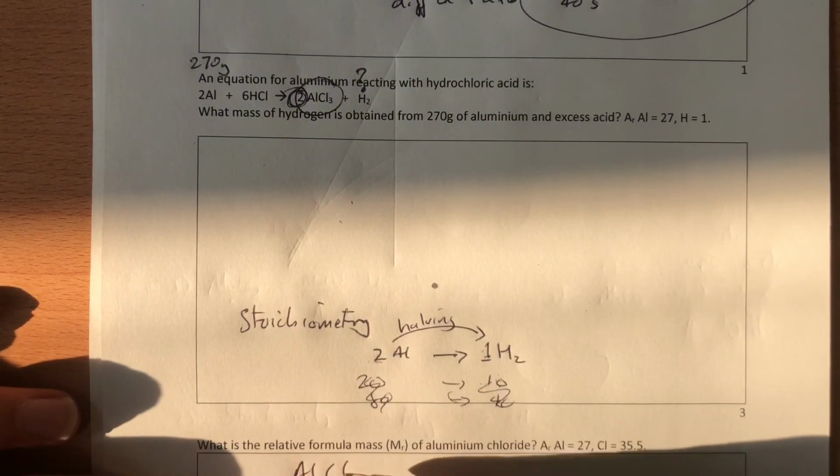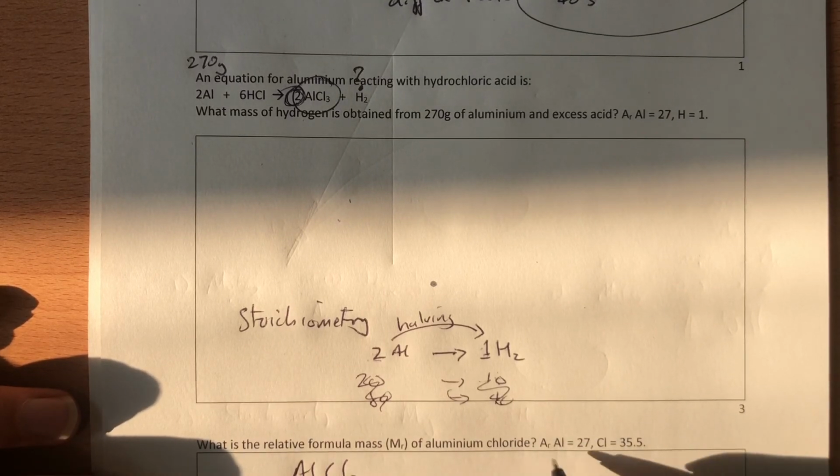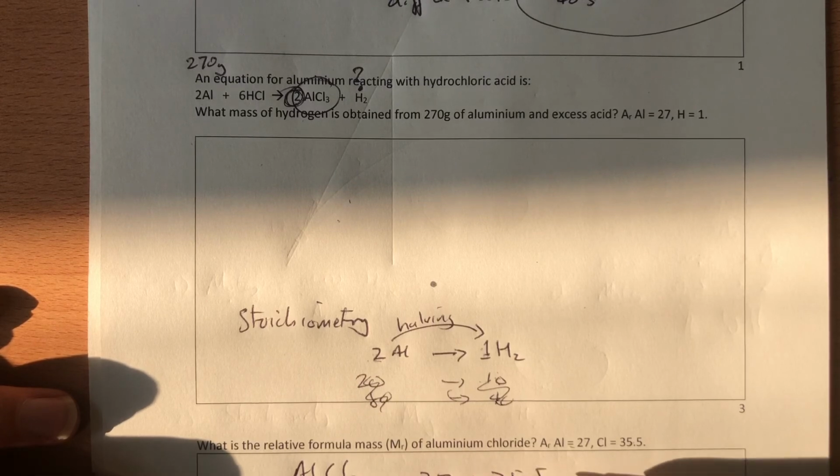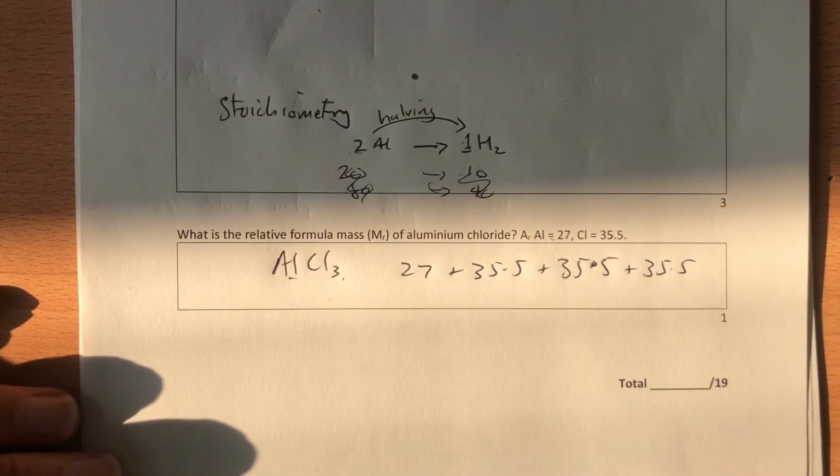Aluminium chloride is AlCl3. It's got 1 aluminium and 3 chlorines. Well, 1 aluminium is 27, 1 chlorine is 35.5, but we've got 3 chlorines, so we need 3 of those. It's a bit long-winded to write it like this, but you would never get it wrong if you write it like that and stick it into your calculator and add it up. Okay? Good luck.